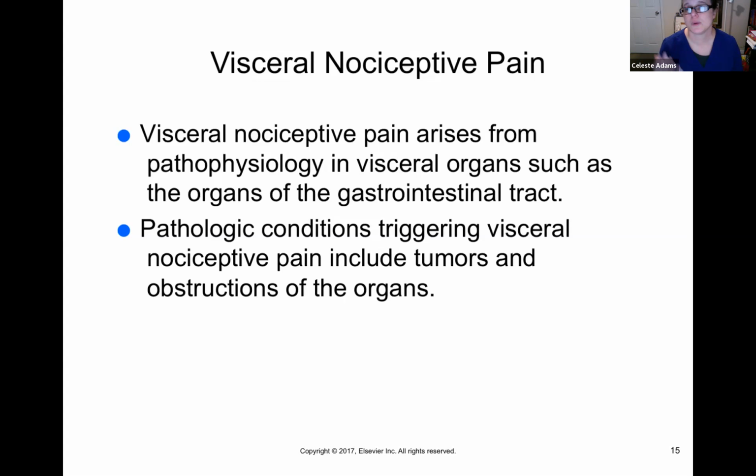And anything that's wrong with those organs, a pathologic condition triggering visceral nociceptive pain, includes tumors and obstructions of the organs. So you have a tumor in the lung. A tumor is a pathologic condition that's triggering that visceral nociceptive pain. That tumor is something that's not supposed to be in the lungs, so it's causing the lungs to exhibit this pain because it's not supposed to be there.